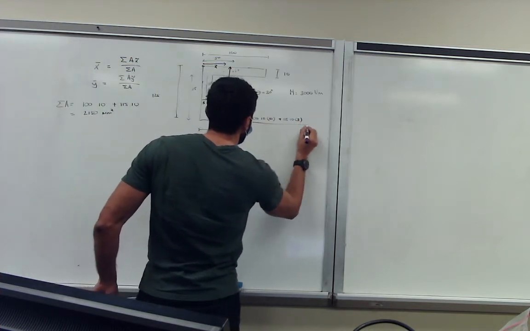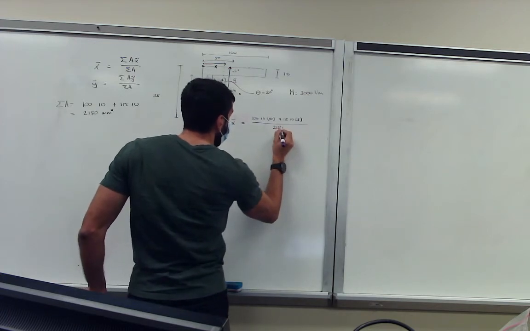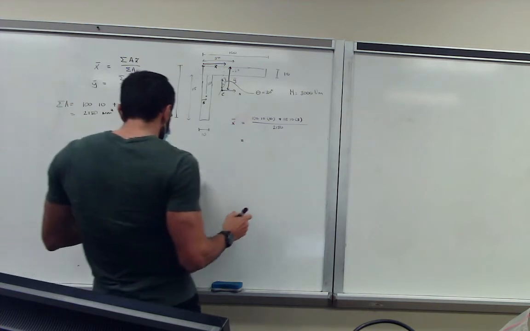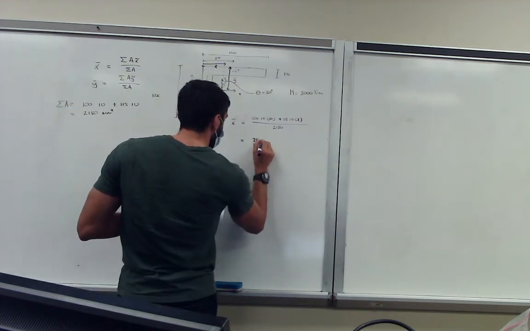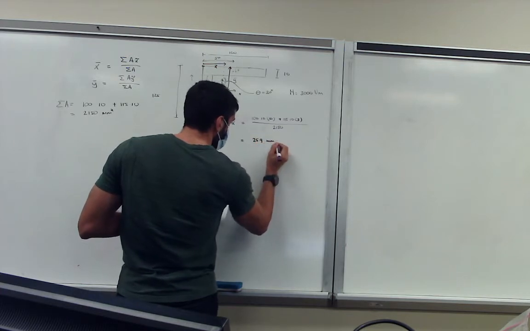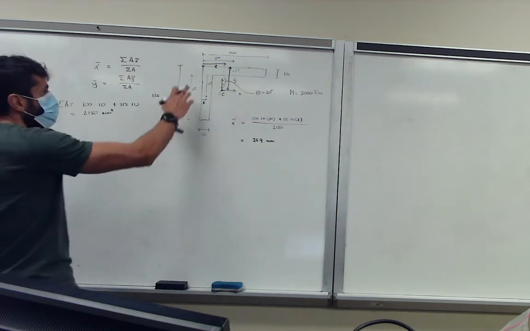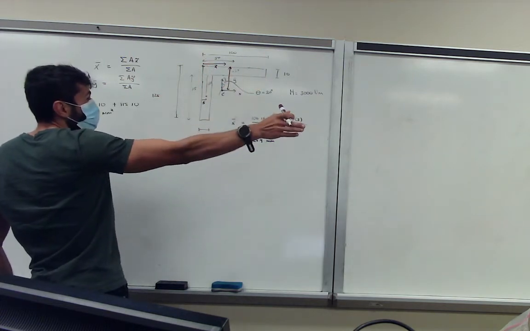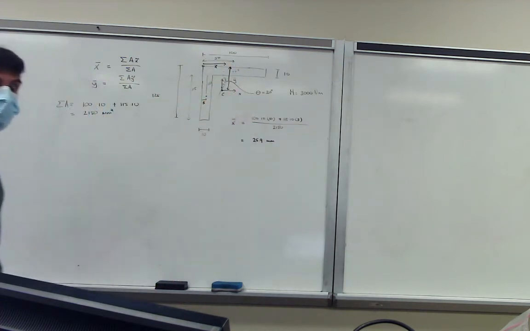And then we divide by the total summation of area, which we said was 2,150. And if you do this correctly, what we get is 25.9 millimeters. So since this is a positive number, and we define positive in the x direction, this means this is 25.9 millimeters away.